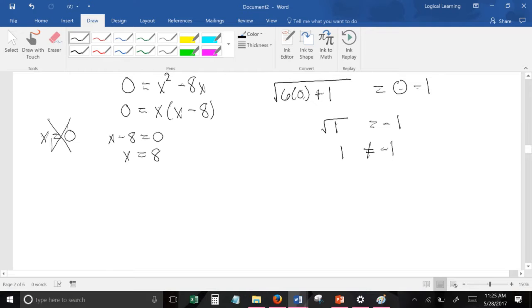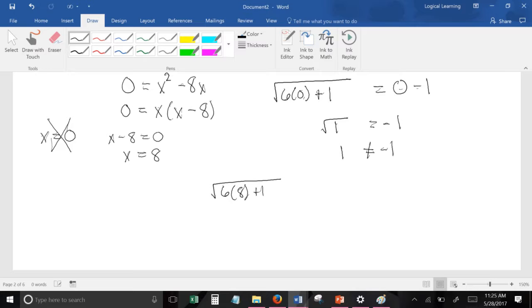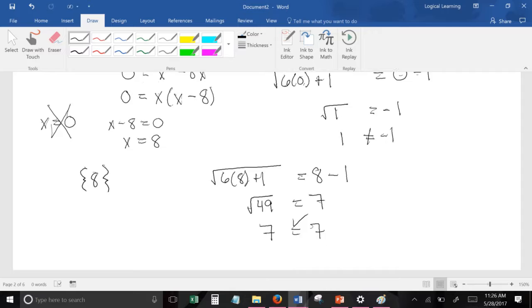Let's go ahead and check x equals 8. So this time we have the square root of 6 times 8 plus 1. I want to know if that is equal to 8 minus 1. Well, 6 times 8 is 48, and plus 1 is going to give us the square root of 49, and we want to know, does that equal 8 minus 1, which is 7? Yes, square root of 49 is 7, which does in fact equal 7, so our solution set for this one is going to be just 8. Our 0 does not work out when we check it. All right, let's move on to another example.